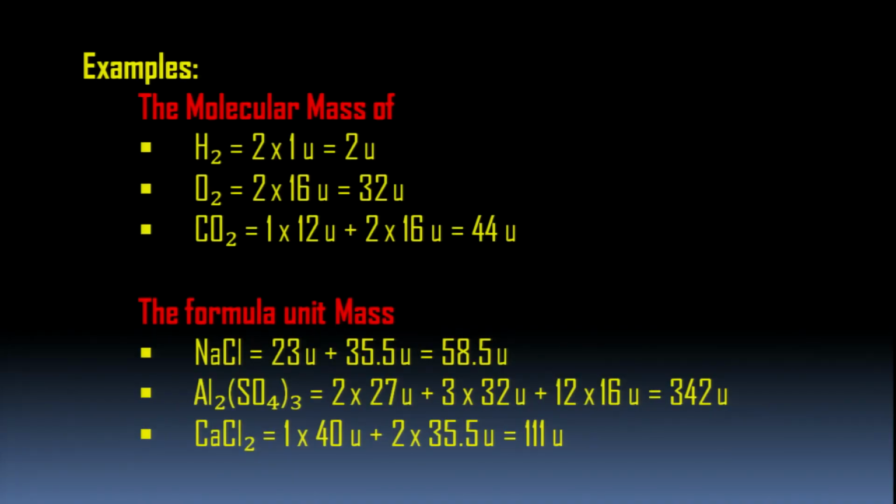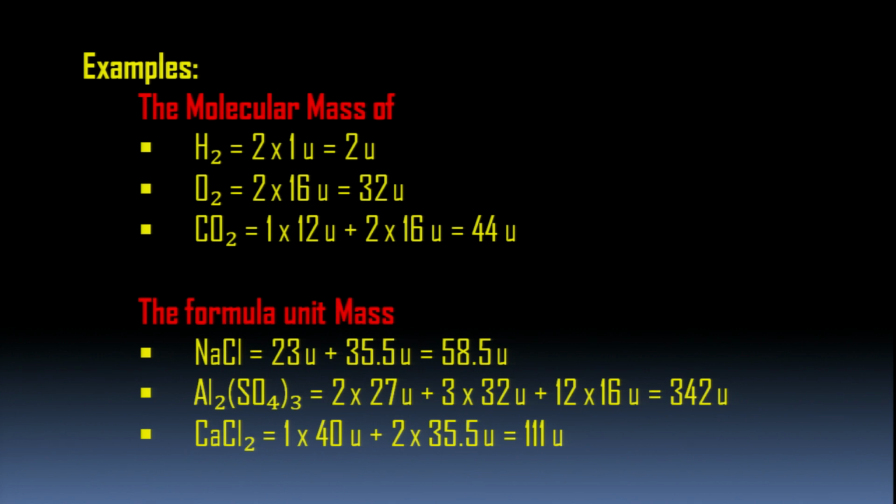molecular mass of H2, hydrogen gas. Okay. H2 means atomicity is 2. One atom of hydrogen, atomic mass of one atom of hydrogen is 1 unified mass or 1u. Here 2 atoms of hydrogen are there. So 2 into 1u is equal to 2u. What about oxygen? One atom of oxygen, atomic mass is 16u. Here we have 2 atoms of oxygen.